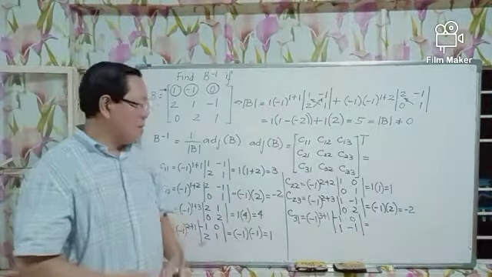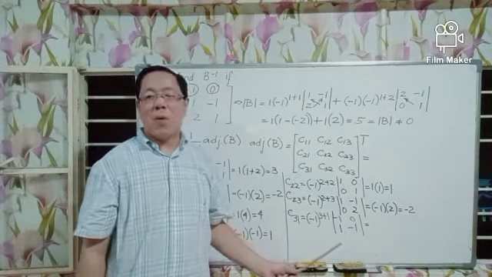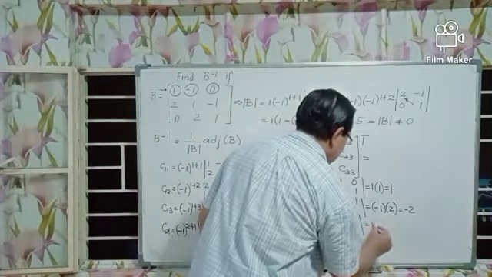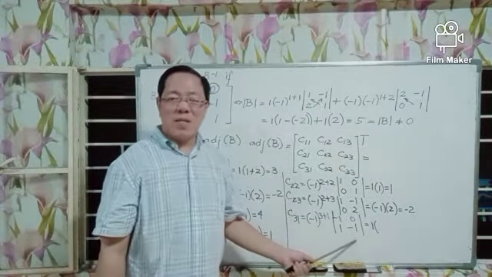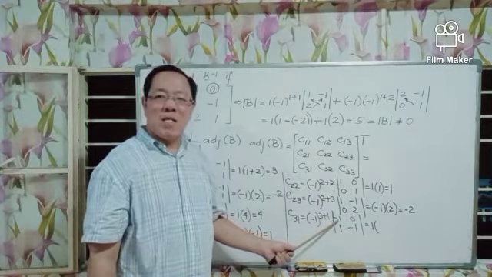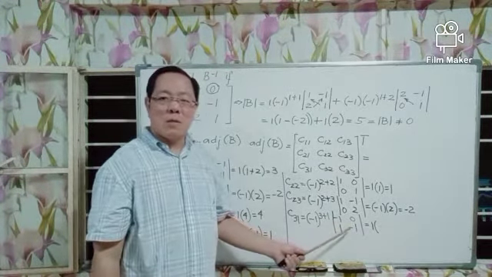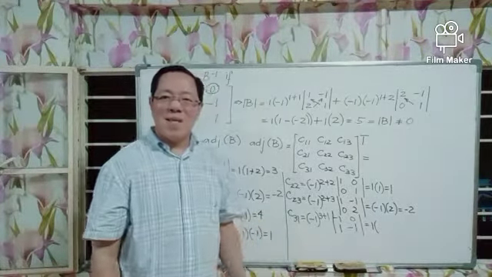We simplify. Negative 1 raised to 3 plus 1 is equal to negative 1 raised to 4, which is equal to positive 1. And we evaluate this determinant of order 2. We have negative 1 multiplied by negative 1 is positive 1, minus 1 multiplied by 0 is 0. That's 1 minus 0 is 1, multiplied by 1 is 1.